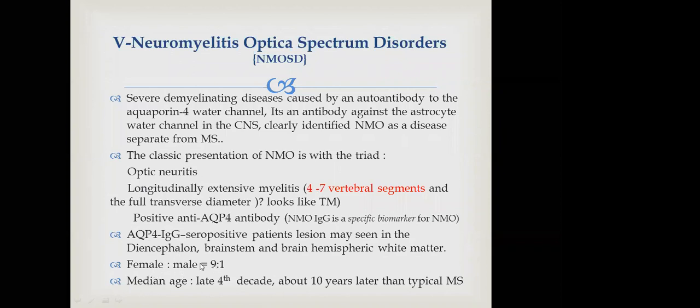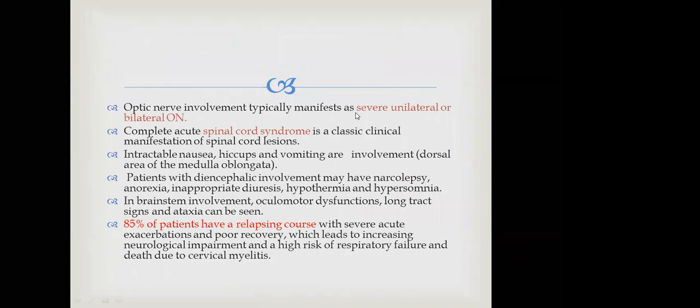Female to male ratio is more than 9 to 1. Median age is in the 30s, about 10 years later than in multiple sclerosis. Optic neuritis is typically manifested as severe unilateral or bilateral optic neuritis. Complete acute spinal cord syndrome is a classical clinical manifestation of the spinal cord region. Intractable nausea, hiccups, vomiting, and involvement of the dorsal area of the medulla oblongata. Patients with diencephalic involvement may have narcolepsy, anorexia, inappropriate diuresis, hypothermia and hypersomnia. In brainstem involvement, oculomotor dysfunction will be present.